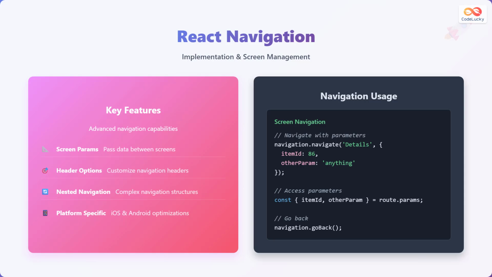Screen parameters allow you to pass data between screens, enabling dynamic content based on user selections or previous interactions. Header customization options provide control over navigation bars, including titles, buttons, and styling to match your app's design. Nested navigation structures enable complex app architectures by combining different navigation types, such as tab navigation within stack navigation. The library supports platform-specific optimizations, ensuring navigation feels native on both iOS and Android. Performance is optimized through lazy loading and efficient screen management, keeping memory usage low even in apps with many screens.